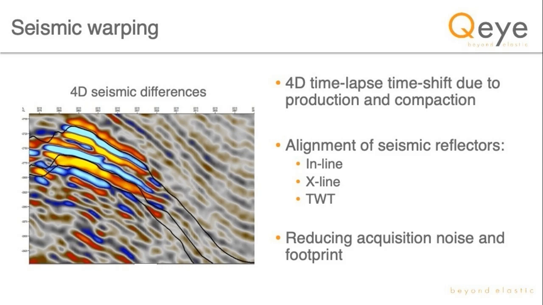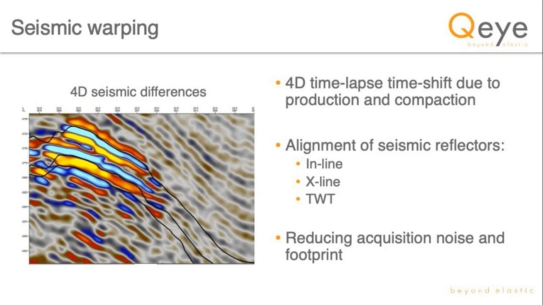So go back to some of the slides I showed you in the beginning. We have here again the 4D seismic differences. And as I said before, there are no time shifts removed from this. So due to production effects, the different vintages have not really been aligned. So that is what we want to do with our seismic warping, as we call it.